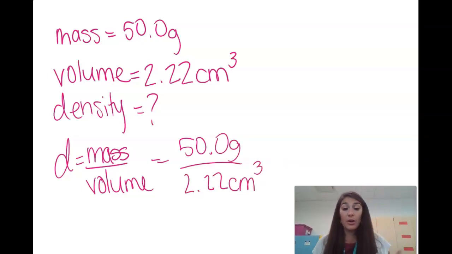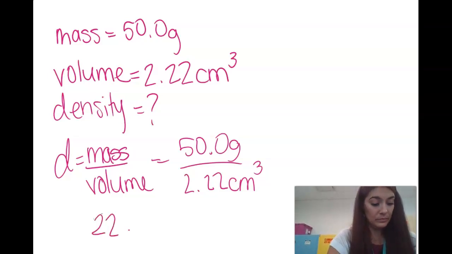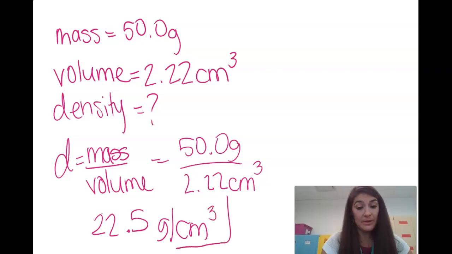Now notice our units, I kept them in the problem because I want to have units in my final answer. Density is always going to have a unit. So when I plug this into my calculator, I'm going to get 22.5. Now, in terms of the units, it's going to stay what you saw. I had grams over centimeters cubed, and those don't cancel. So it's grams per centimeter cubed.